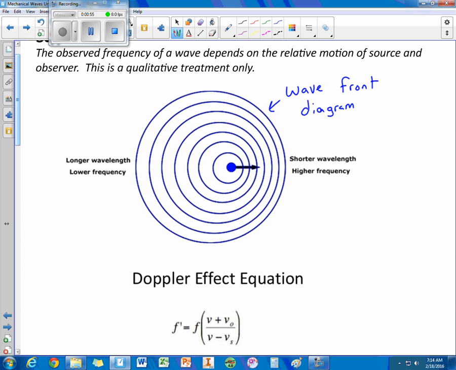In this diagram, the lines here represent the crest, and the empty space in between represents the troughs. So we can have a transverse wave like this. And notice that when an object's moving, the waves in front of the object, it causes the wavelengths to become shorter. Now, the speed of the wave remains constant.